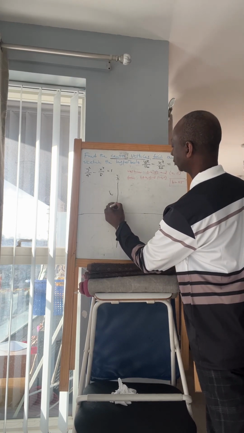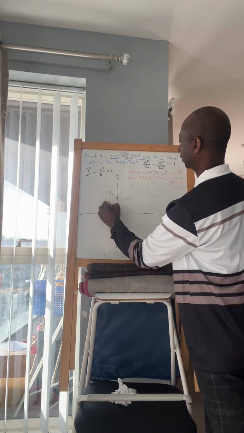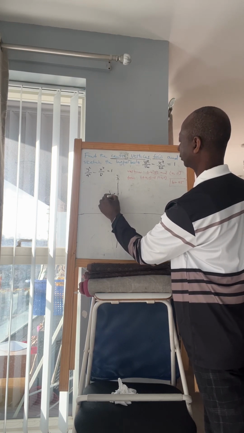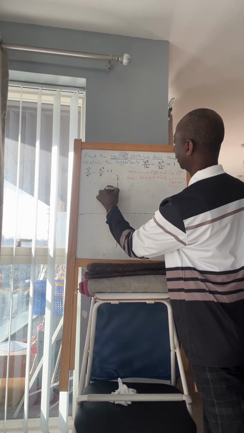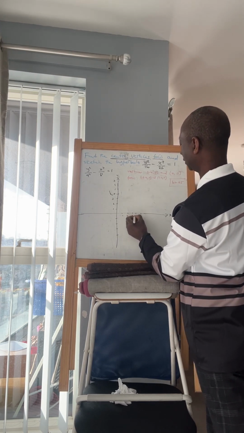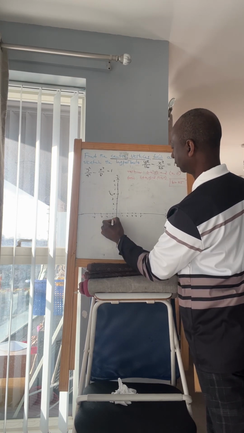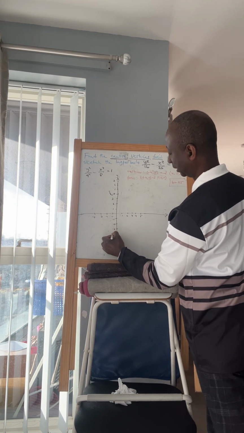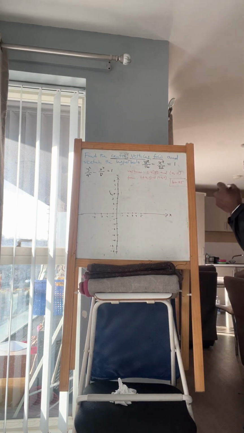So that's 1, 2, 3, 4. Minus 1, minus 2, minus 3, minus 4. Marking the units on each axis, up to 7 and minus 7. It's fine.